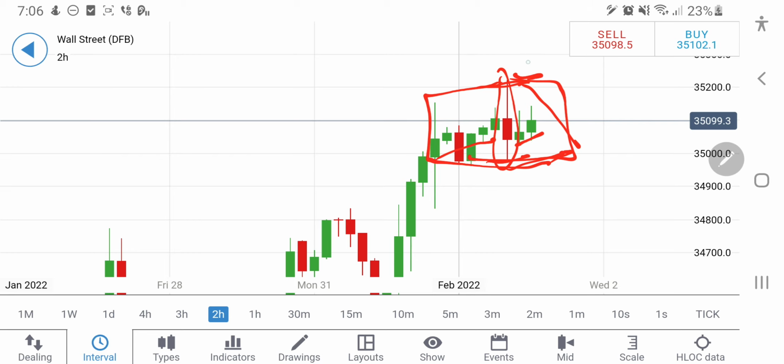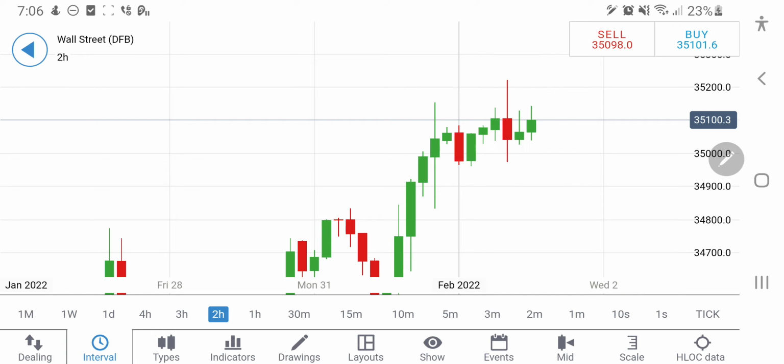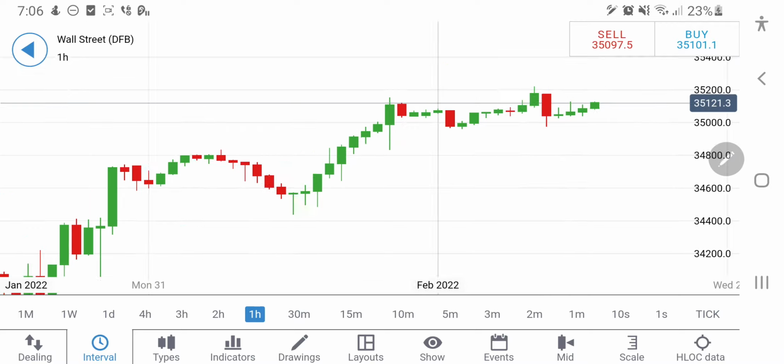Any breakout beyond these levels at 35,250 and 34,970, definitely we can see a stronger rise, which might take it towards 35,250 levels and plus levels. Now let's have a look at the 1-hour chart.